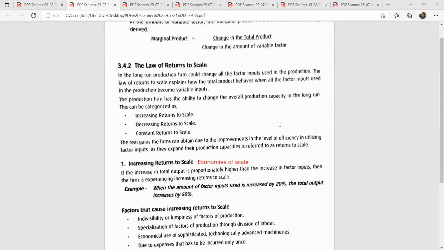If the increase in total output is proportionately higher than the increase in factor inputs, then the firm is experiencing increasing return to scale. Then an example is given: output increased by 50%, but input increased by 20%.